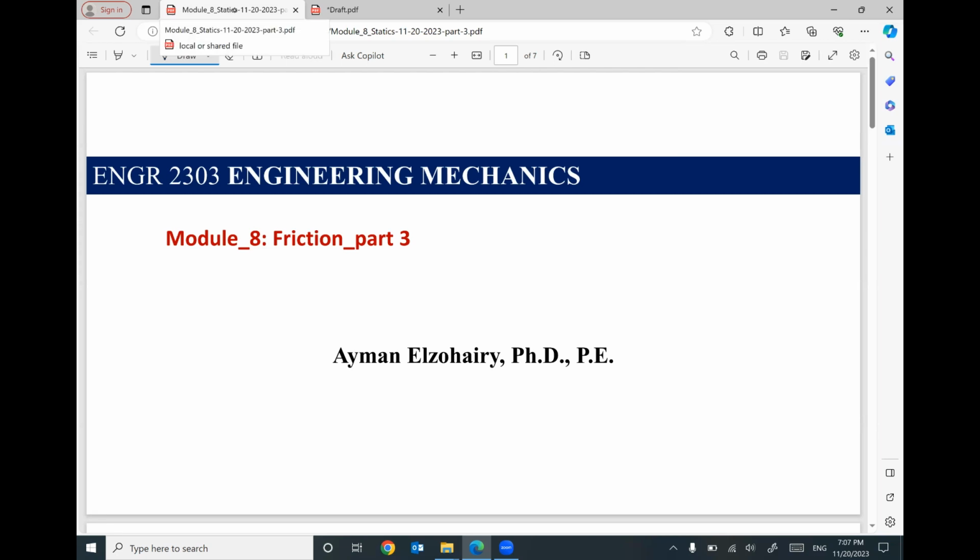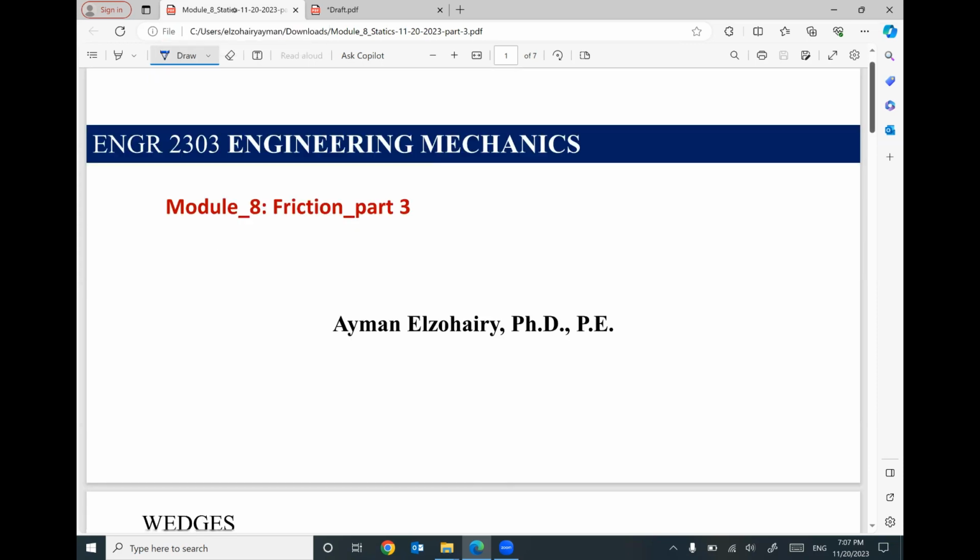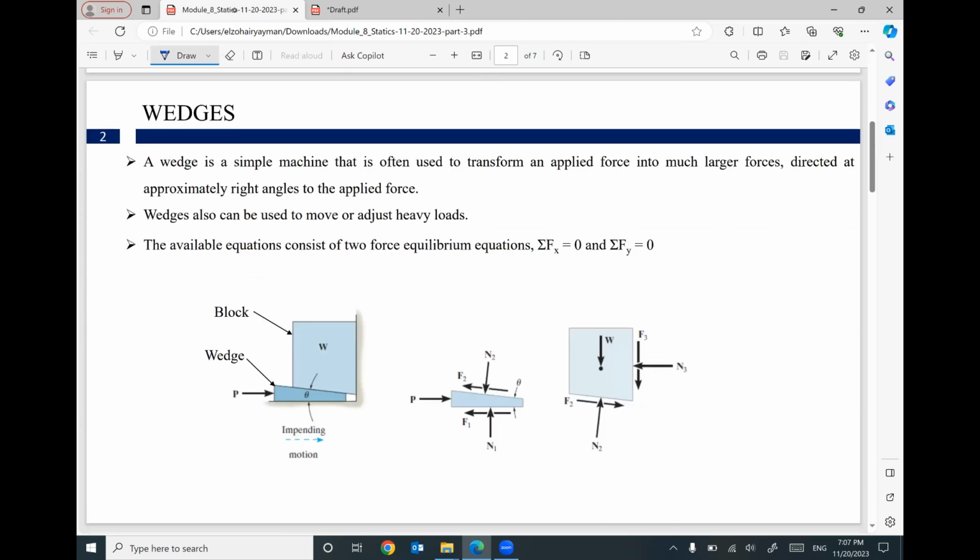We will cover the last part of friction, part number 3. I am going to talk first about wedges.